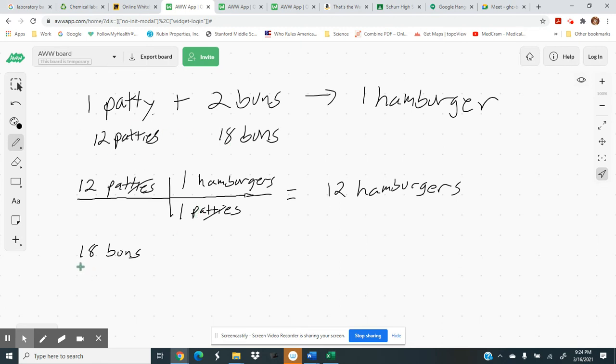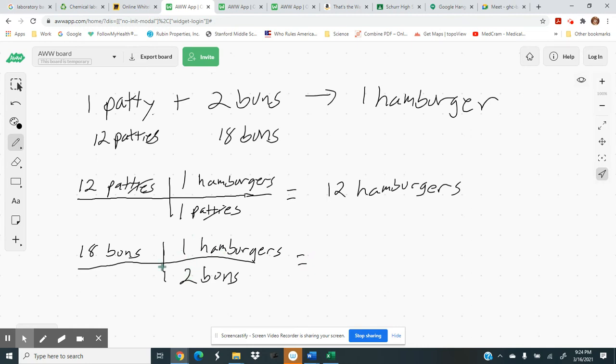Let's do the same thing for the 18 buns. For every one hamburger, it takes 2 buns. Oops, sorry, I did that upside down. I want buns to cancel out. This is why I do the bottom first. The coefficient for buns is 2. And I want hamburgers. In both cases I'm going to want hamburgers, because I want to figure out how many hamburgers I can make from each of these.